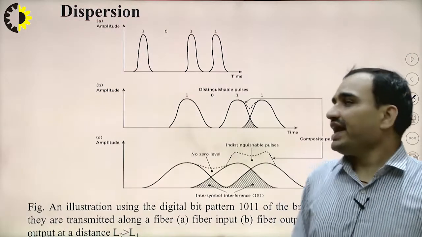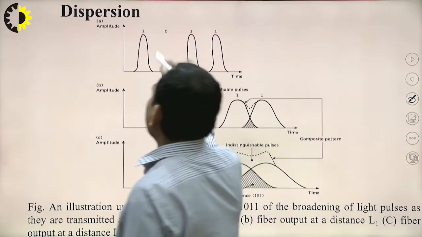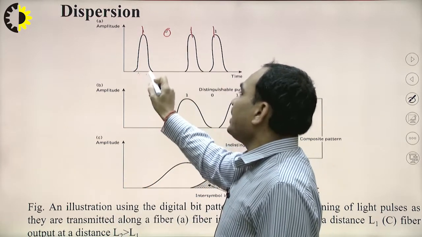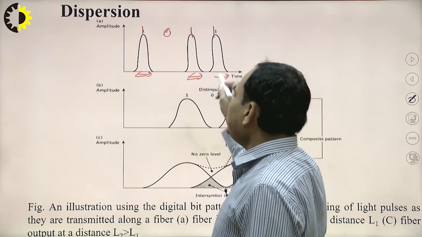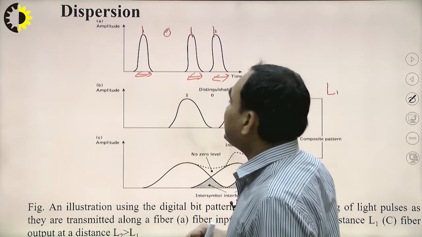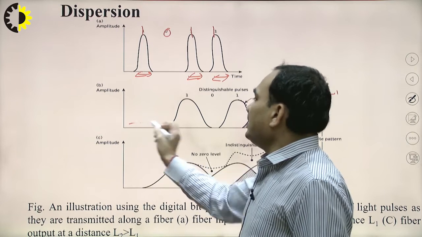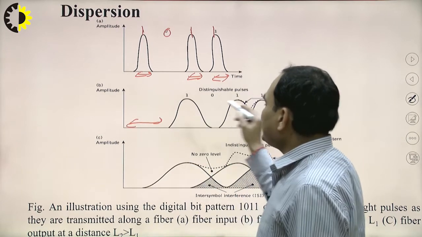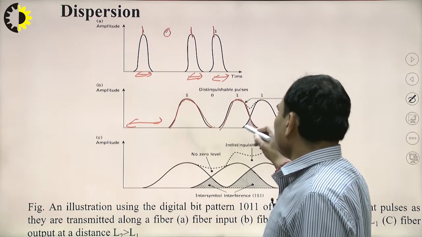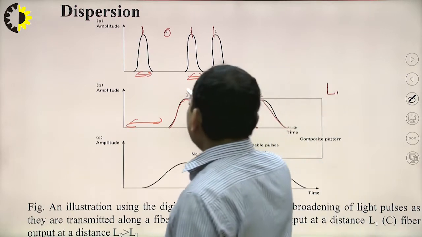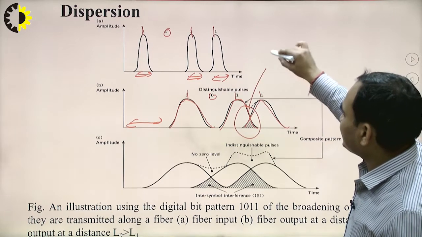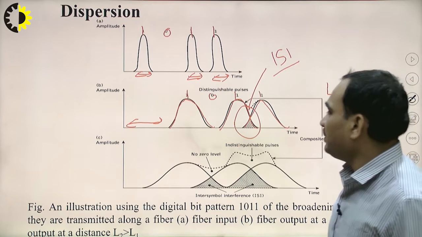So let's see this diagram. Here it is explained, where we have the data 1, 0, 1, 1, and we have very narrow width pulses. Now, when these pulses are transmitted over a distance of optical fiber, let's say L1 is the distance, we can see that after some delay we receive these pulses 1, 0, 1, 1, but here the broadening of the pulses may be observed. Due to this broadening, there is an overlapping of the pulses, and this is nothing but ISI, that is inter-symbol interference.